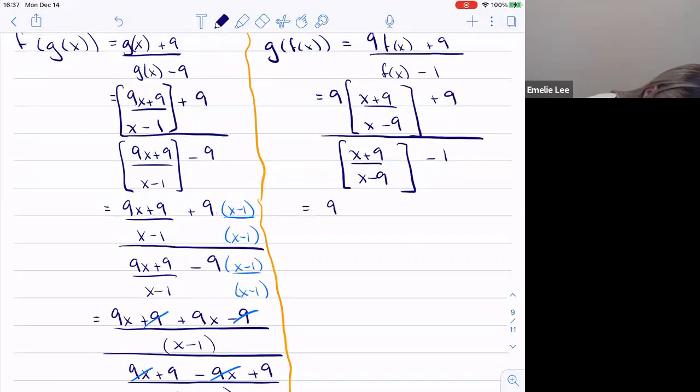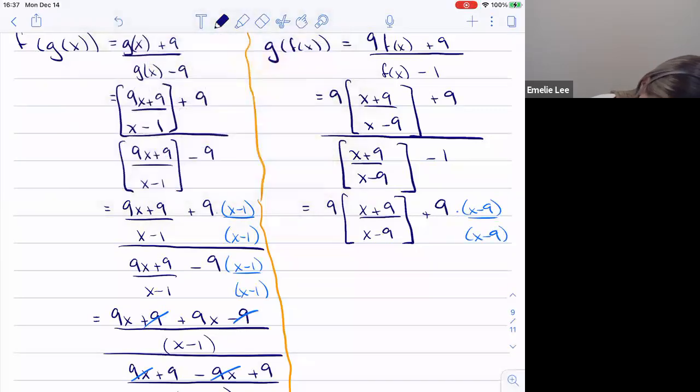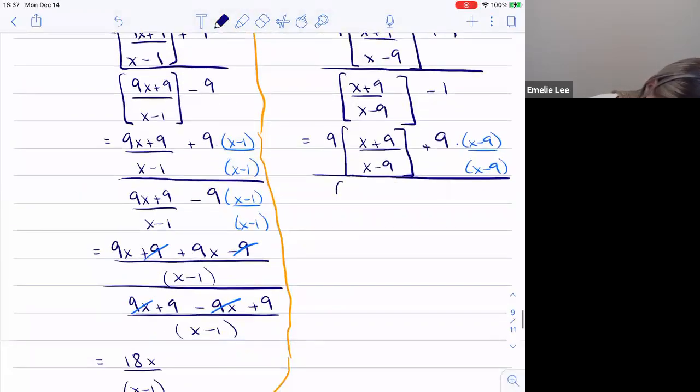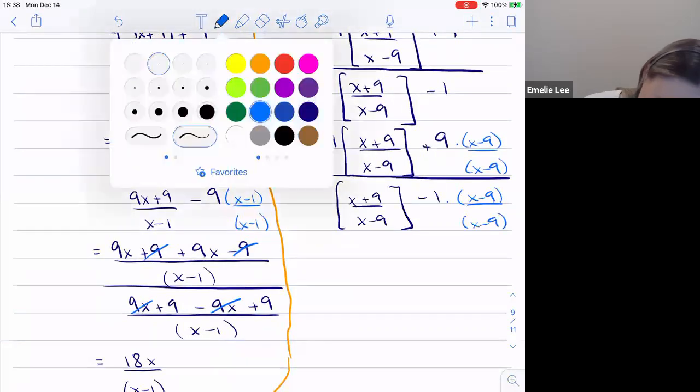So I get, I'm going to keep this 9 outside, x plus 9 over x minus 9, plus 9 times x minus 9 over x minus 9, over x plus 9 over x minus 9 minus 1 times, and then just forcing that common denominator of x minus 9.